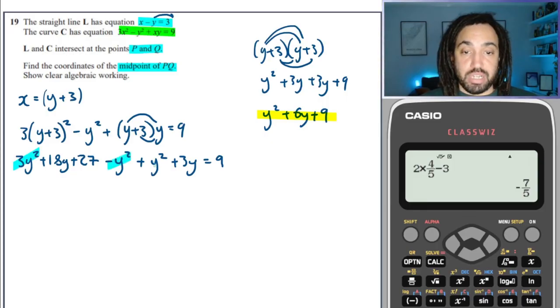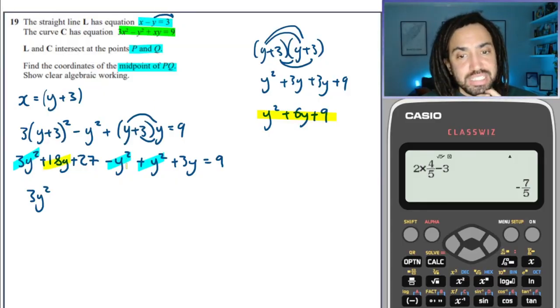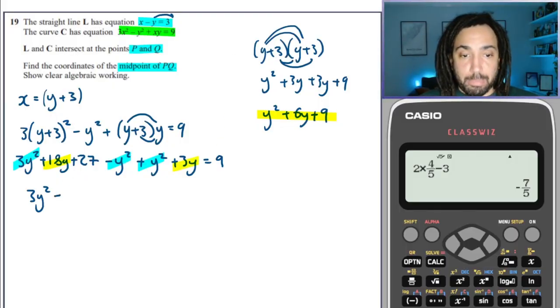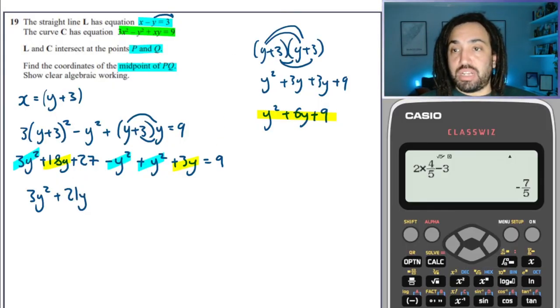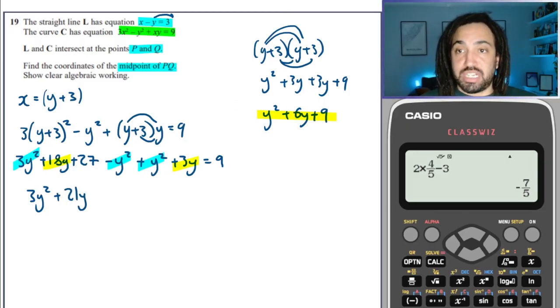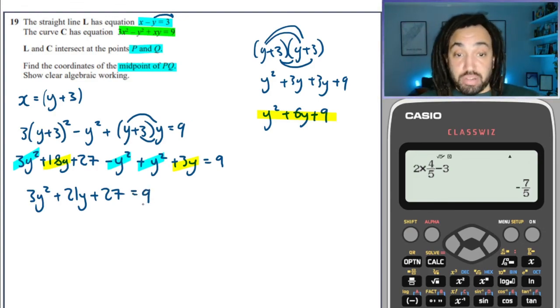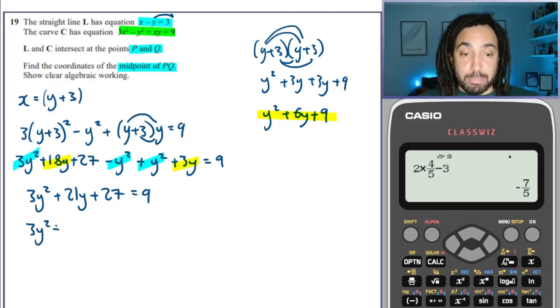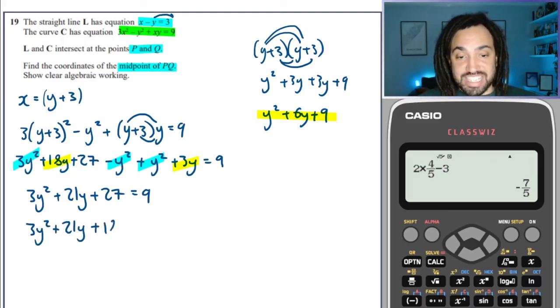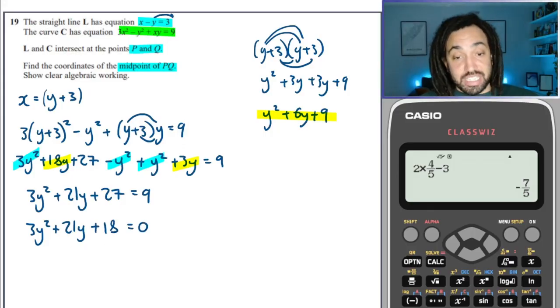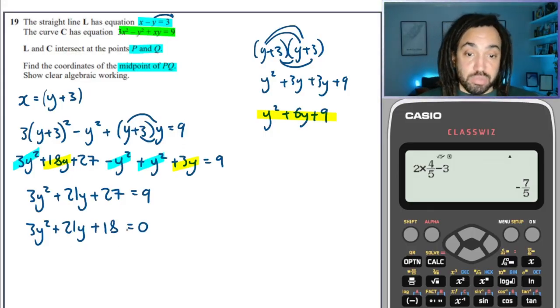Okay, let's collect up now the y squareds. We've got 3 minus 1 plus 1, so that makes 3. We'll then collect up the y's. We've got 18 plus 3 is 21. And then we don't need to collect up the numbers because there's just 27 on this side and there's 9 on that side. Now we want to make it equal to 0, so we're going to subtract 9 from both sides, which gives us plus 18. This quadratic can be divided through by 3 because it's equal to 0. We can divide both sides by 3 and we'll get y squared plus 7y plus 6 equals 0.